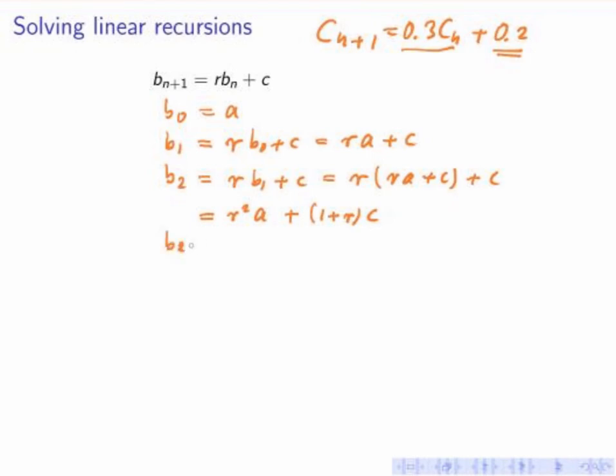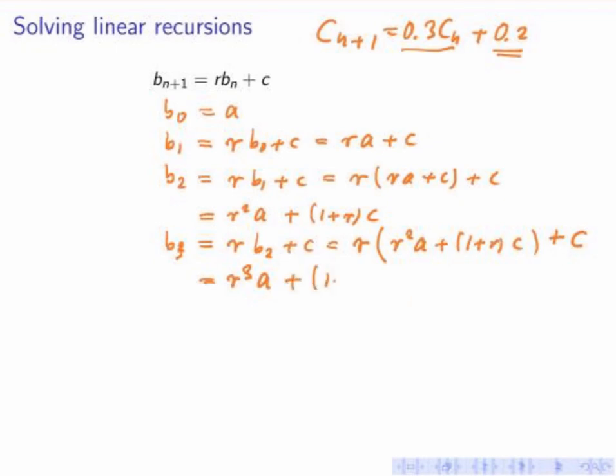So the next term, B3, is RB2 plus C. So we sub all this in. Then we get R times R squared A plus 1 plus R C. Multiplying this out, we have an R to the power of 3 times A. Oh, I forgot my plus C here. I'm sorry. And then we get a term RC, an R squared C, and a C. So putting this all together is 1 plus R plus R squared, times C.